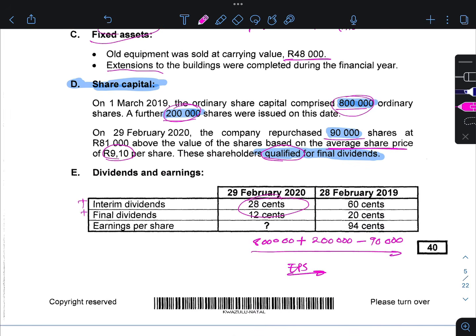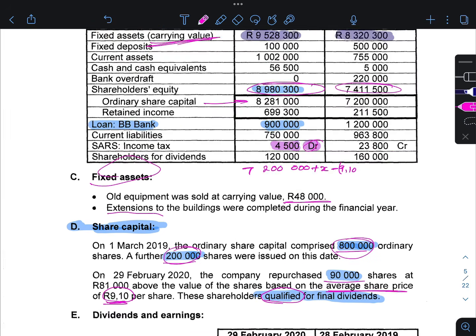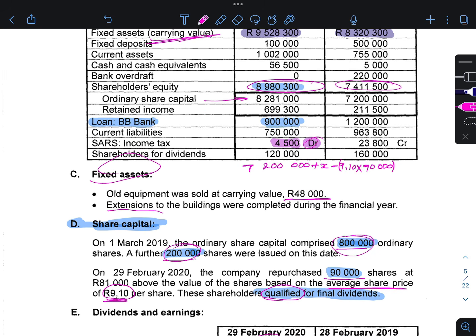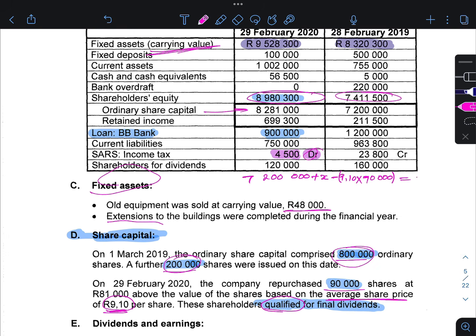Did I say 910? Sorry for that mistake. It's 910 cents. So it's 910 cents multiplied by 90,000 average shares. From there you are going to get your final figure of 8281,123, and then you just keep on solving for X.